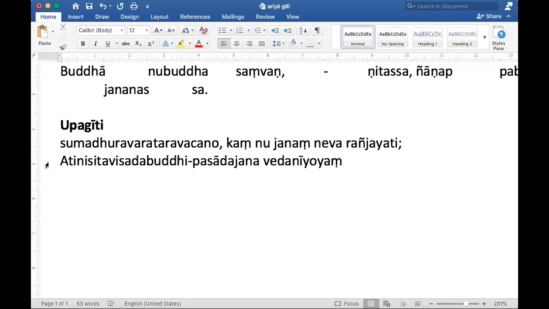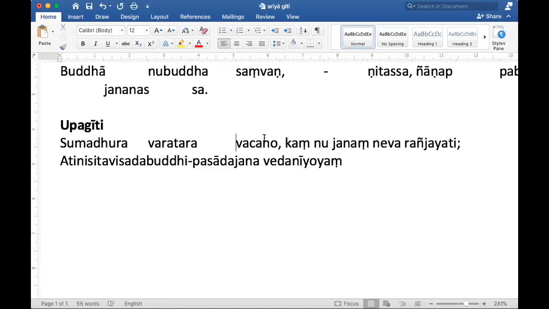Let's check it. Sumadhura, one group, 4 measures. Varatara, second group, 4 measures. Vachano is the third group. So you can see after the third group, line break is there. That is why the comma is put. And this is a normal Pathya Arya verse then. I mean, the first half is with the first Pathya Arya characteristics.